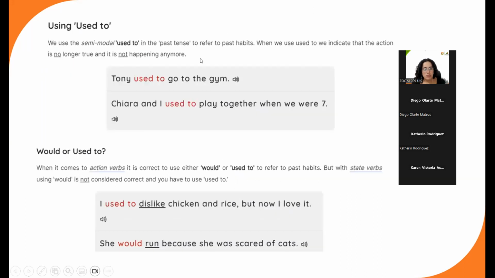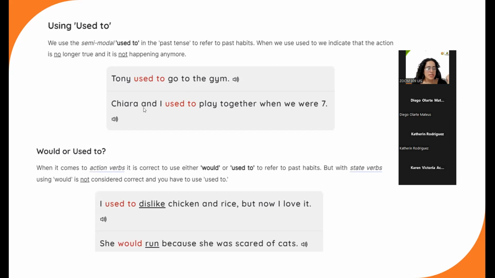All right, now let's see used to. We use it to refer to past habits. This is the most common, but it's important to clarify that when we use used to, it is always to talk about habits in the past that we don't have anymore. So these habits do not exist in the future. They happened in the past and are not happening now, are not happening in the present, okay?